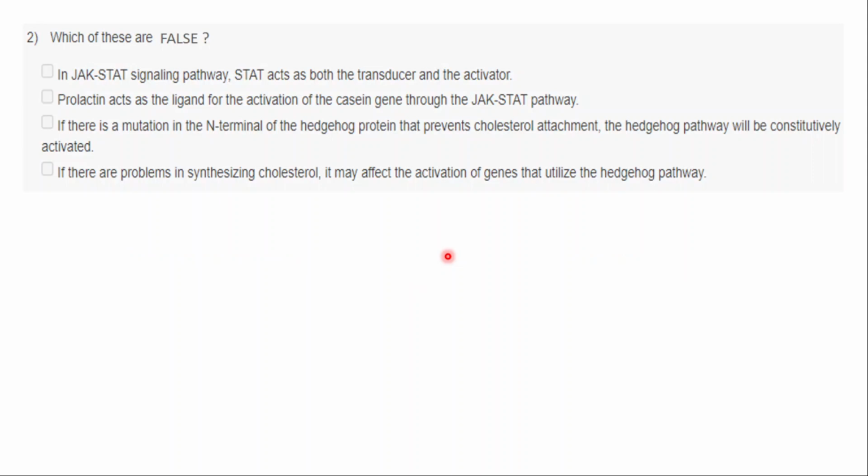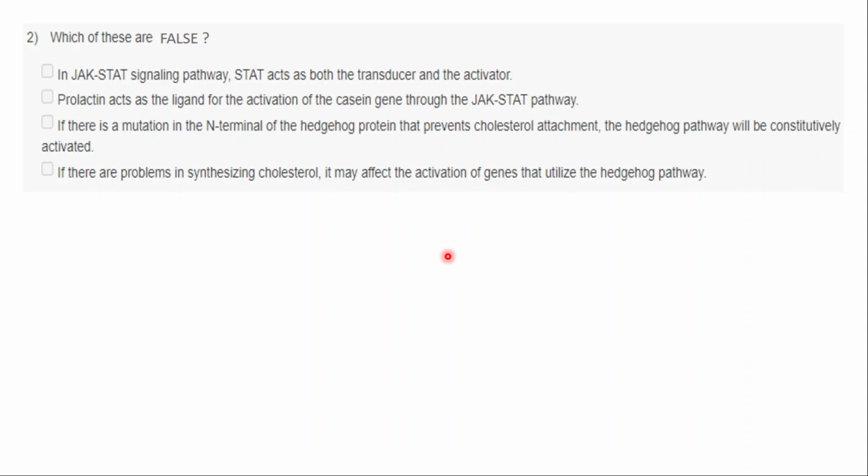Which of these are false? So there is a list of statements and you have to find out the wrong statement. Statement 1. In the JAK-STAT signaling pathway, STAT acts as both the transducer and the activator. Statement 2. Prolactin acts as a ligand for activation of the casein gene through the JAK-STAT pathway. Statement 3. If there is a mutation in the N-terminal of the hedgehog protein that prevents cholesterol attachment, the hedgehog pathway will be constitutively activated. And statement 4. If there are problems in synthesizing cholesterol, it may affect the activation of genes that utilize the hedgehog pathway.